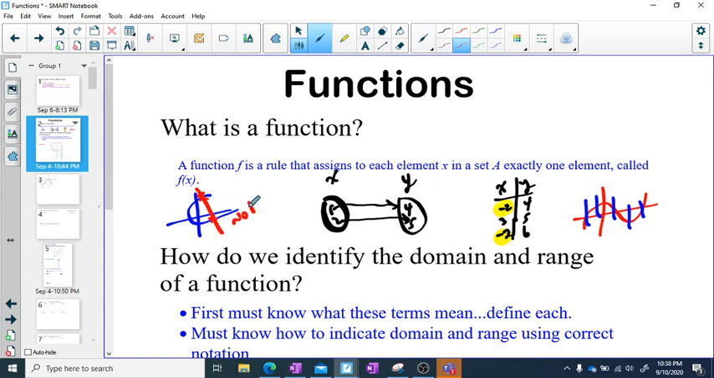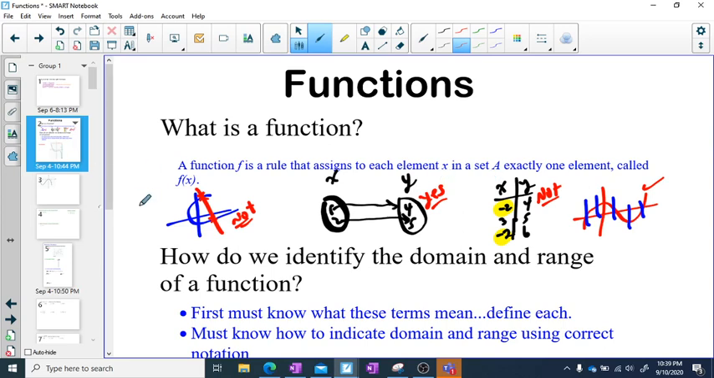This was not a function. This one was a function. This was not a function. This one was a function. So the basic premise of a function is that every first element, which we consider usually to be x's, every x can only be assigned one y value. All right.